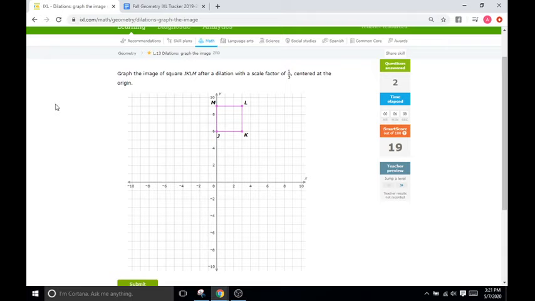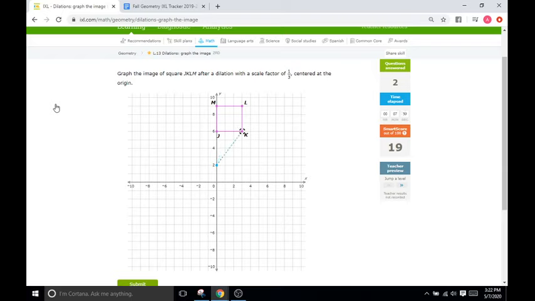Now we go to a dilation with a scale factor of 1/3. Like I was saying earlier, if something has a scale factor of less than 1, or in the form of a fraction like this, that means the shape is going to get smaller. You can think about it the same way. You can multiply your coordinates by this number, or you can just divide by 3. So we'll do J, and J is at 0, 6. 0 divided by 3 is still 0, and 6 divided by 3 is 2. So our new coordinate is 0, 2.